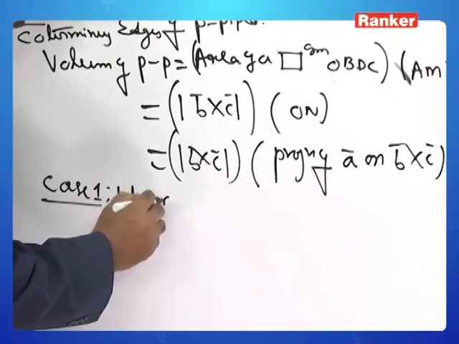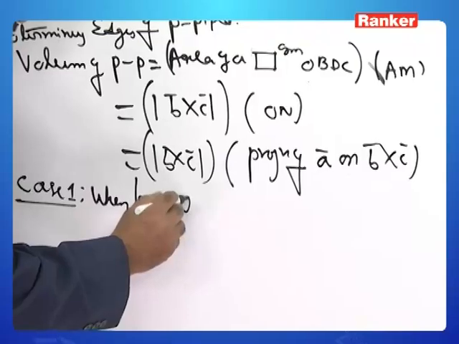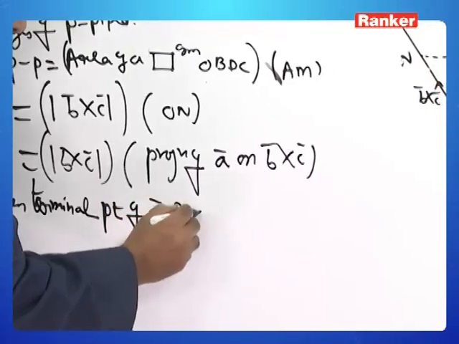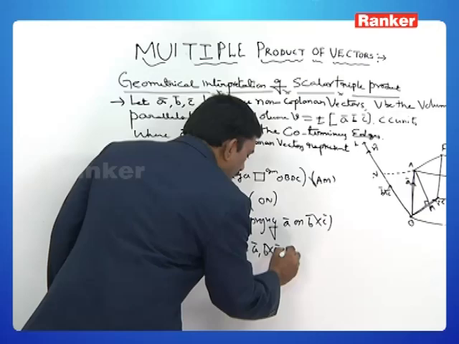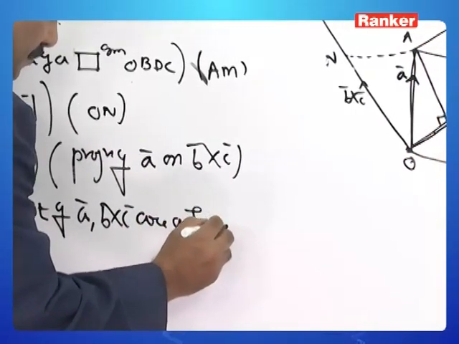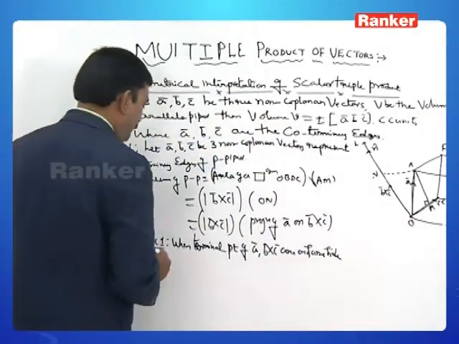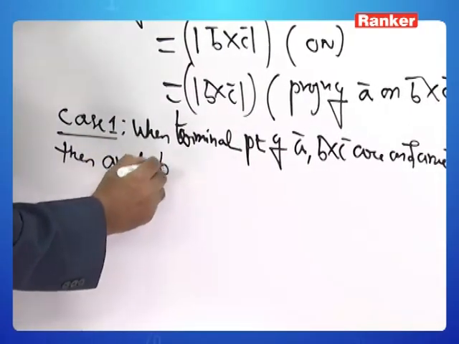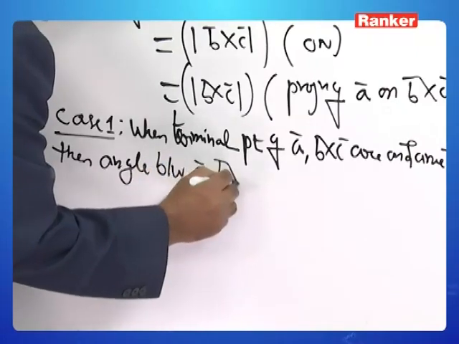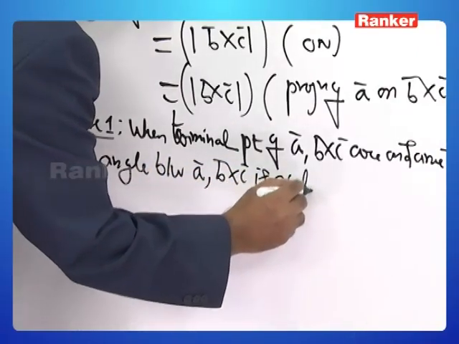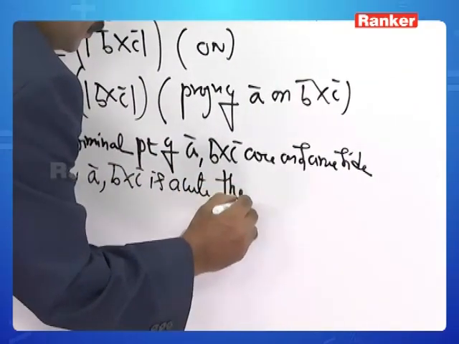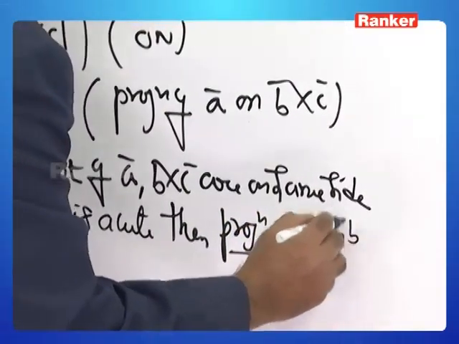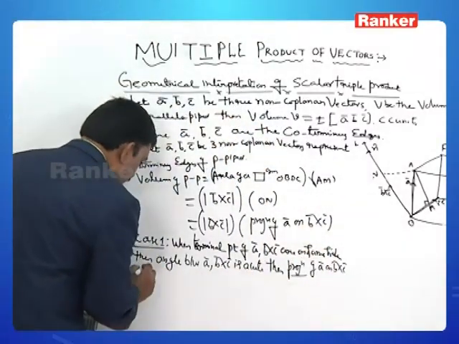When the terminal points of A bar and B cross C are on the same side, then the angle between A bar and B cross C is acute, then the projection of A bar on B cross C is positive.